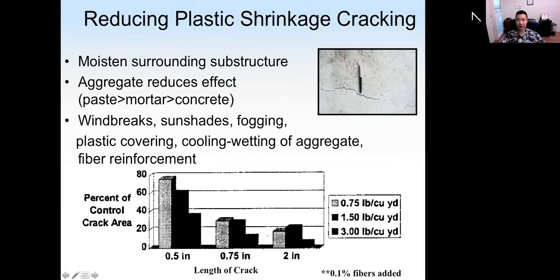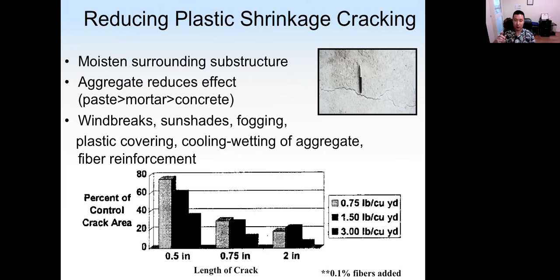So how can we reduce the plastic shrinkage? We could moisten the surrounding structures. We could also increase the amount of aggregate if we could, because aggregate will not shrink. Only cement paste will shrink. We can also use windbreaks, sunshades, fogging, plastic sheets to cover the concrete, cooling, wetting of aggregate so that we can reduce the temperature, and providing extra water. We could even use fibers.